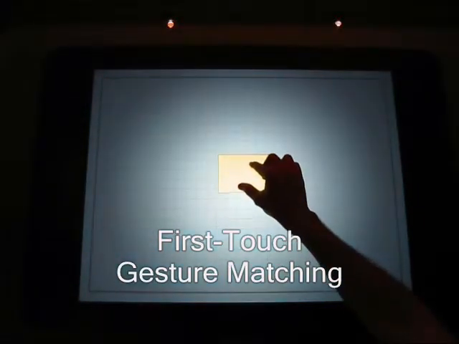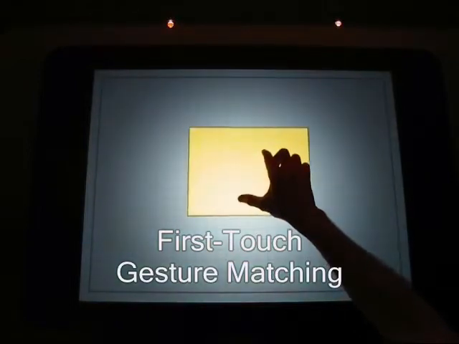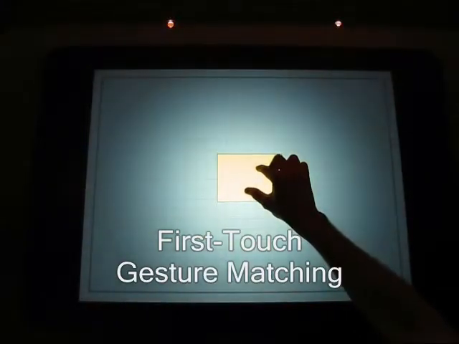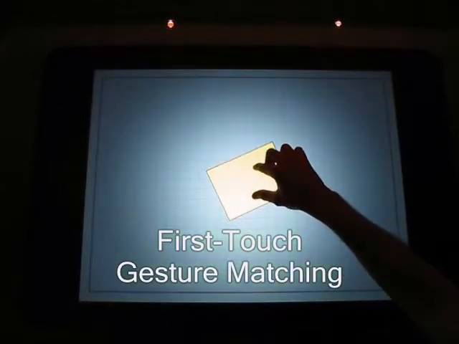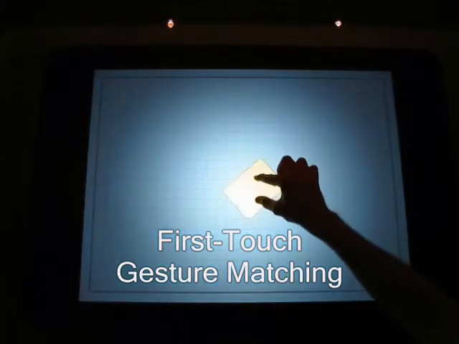Finally, the first touch gesture matching technique tries to predict which simplified operation the user is trying to perform. The object jumps from one position to another according to the prediction of a battery of gesture models.